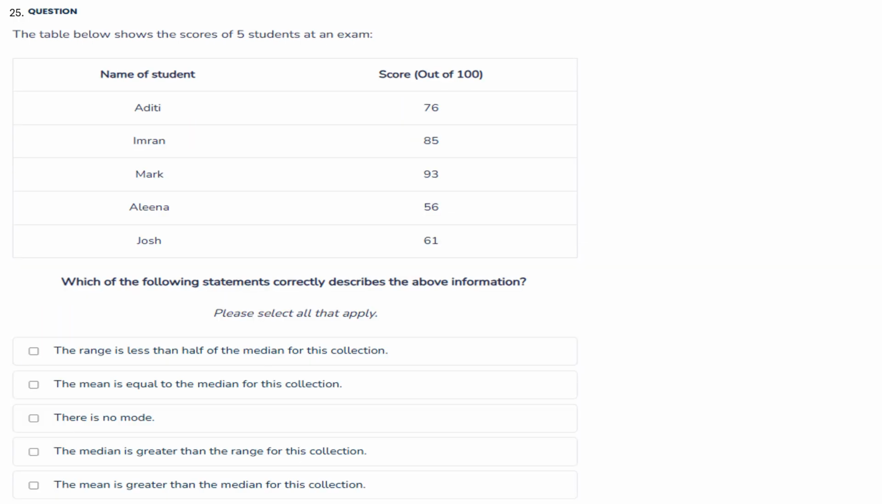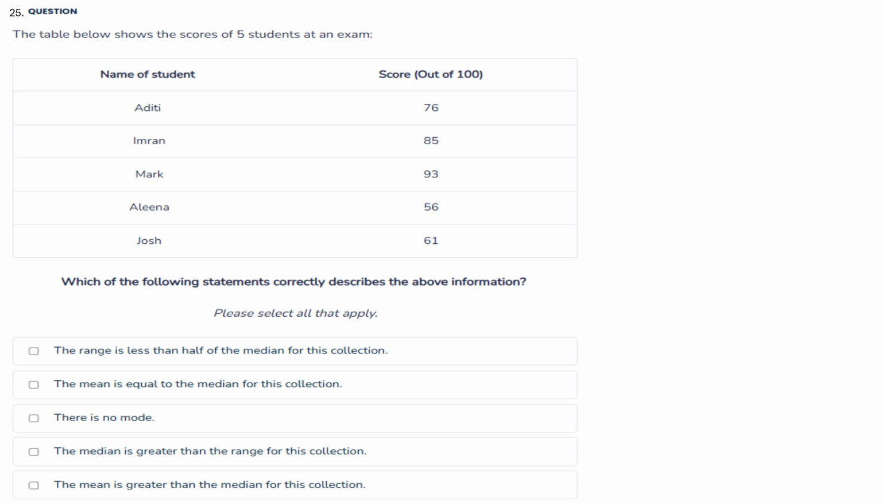The table below shows the scores of 5 students at an exam. So we have the name of the students, we have their scores. Which of the following statements correctly describes the above information? Please select all that apply. The range is less than half of the median for this collection. The mean is equal to the median for this collection. There is no mode. The median is greater than the range for this collection. The mean is greater than the median for this collection.